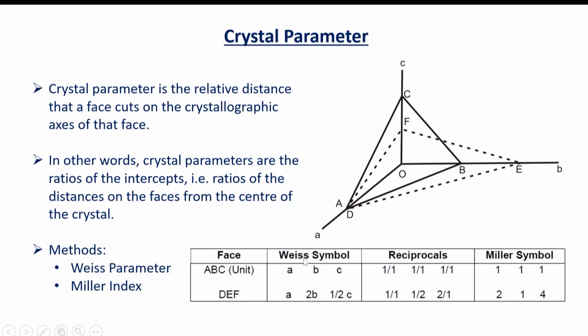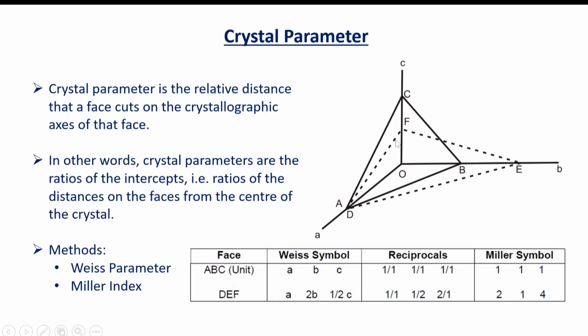So the first one, if I apply this face that is having a solid line A, B and C, this one, for example, is cutting 1 unit of A axis, 1 unit of B axis at capital B and 1 unit of C axis at capital C. So that is the Weiss symbol 1A, 1B and 1C. So that is the Weiss symbol or the Weiss parameter of that particular crystal face.